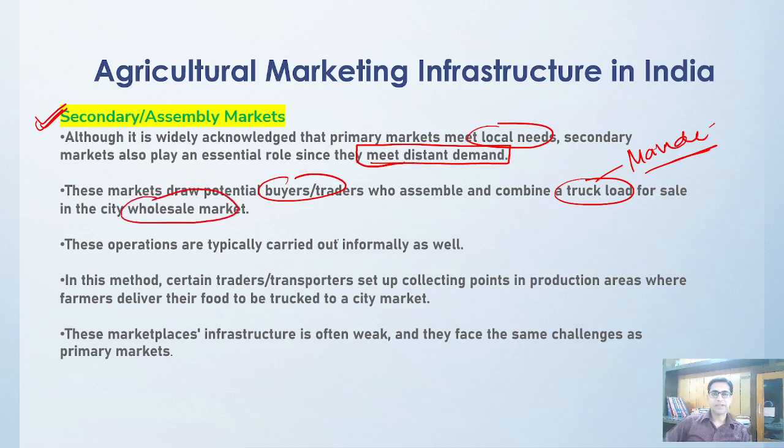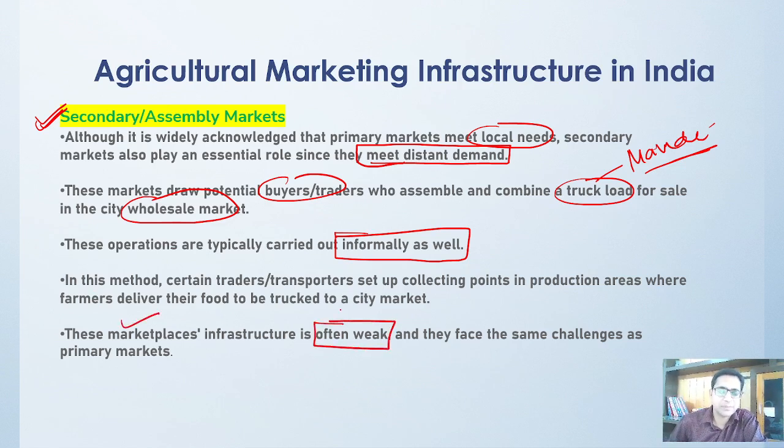These operations are typically carried out informally as well. Sometimes they are totally in a formal way, but sometimes they work in a totally informal way. That depends on the type of mandi that you are in, right? Transportation is there, traders are there, then we have field levy agents, a lot of agents will be there. Here in the marketplace, the infrastructure is often weak and some challenges are there.